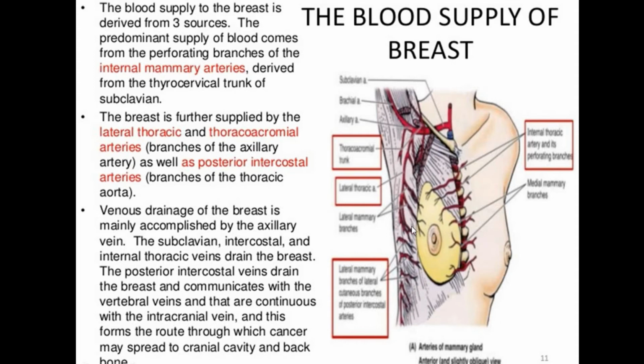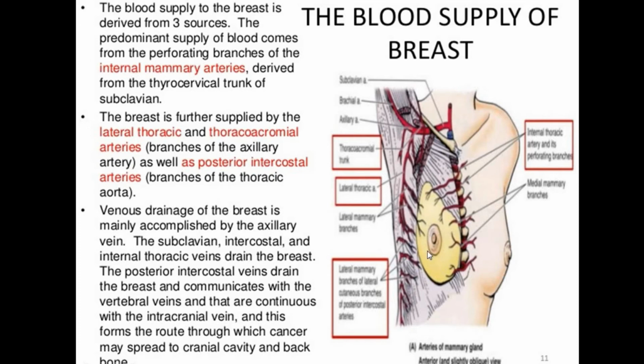So the venous drainage is more or less similar to the arterial supply. The medial part is drained into the subclavian vein through the internal mammary veins. The lower outer part is drained by the posterior intercostal veins. The upper part is drained by the subclavian and the axillary vein.